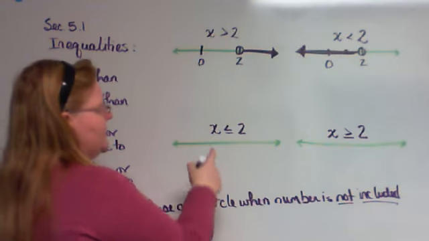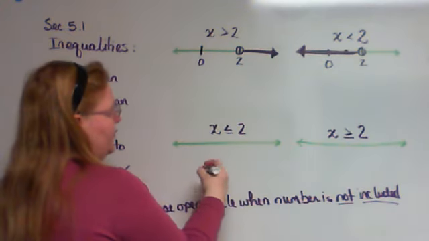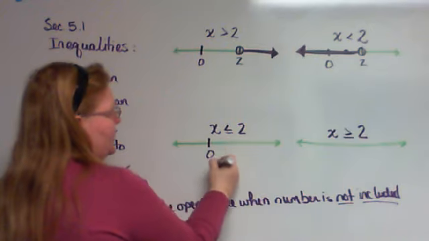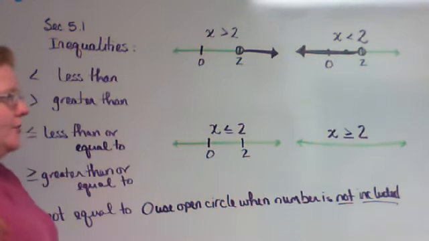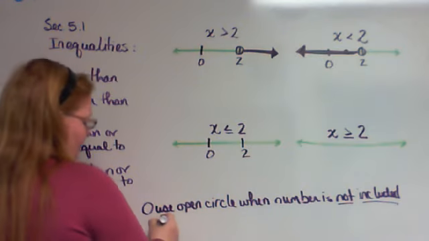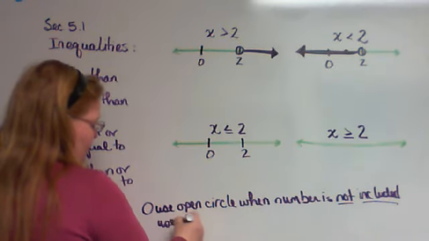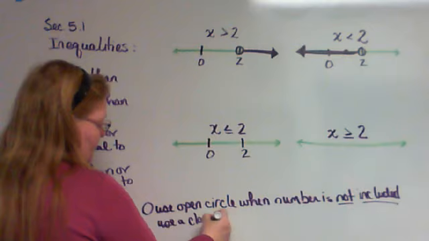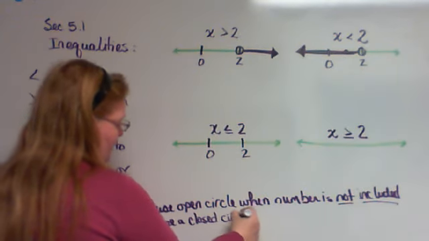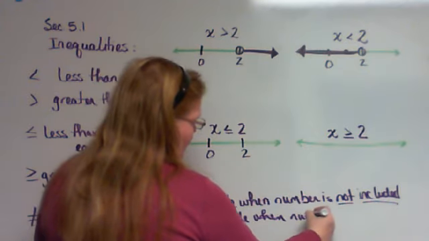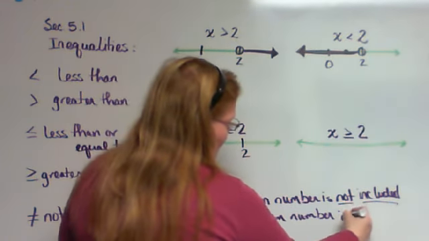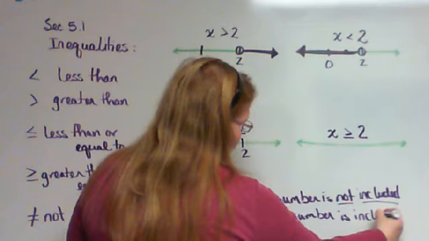For this one, it says x is less than or equal to 2. So I have to have my 0 and I have to have my 2. Do I include that 2? Is it part of my answer? Is 2 less than or equal to 2? Yes. You use a closed circle when the number is included.